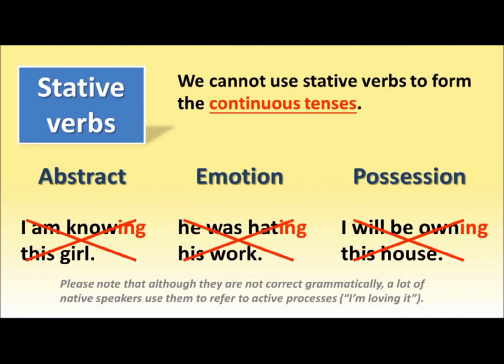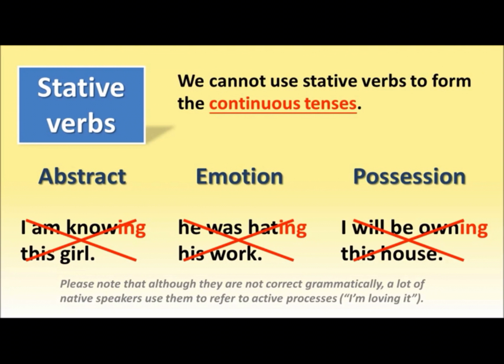So, for the abstract that we talked about, no, we cannot say, I am knowing this girl. Okay, this is not correct. For the emotion, for hate, we cannot say, he was hating his work. Not correct. And we cannot say for own, we cannot make it into continuous and add an ing. We cannot say, I will be owning this house. Not correct.